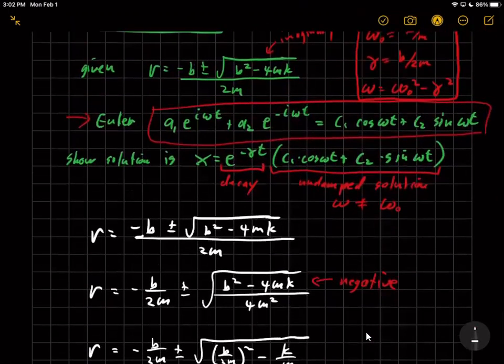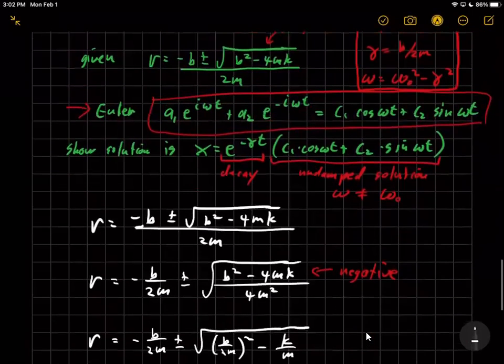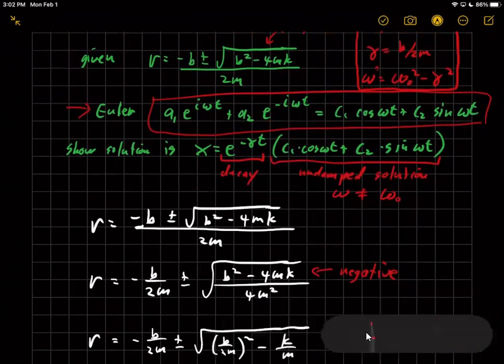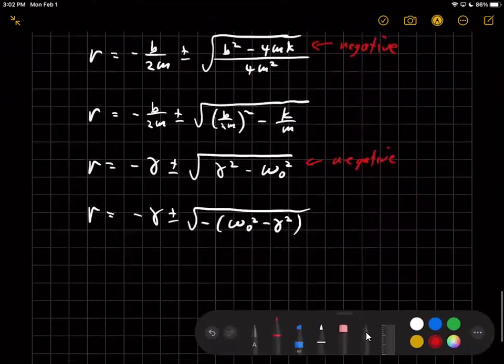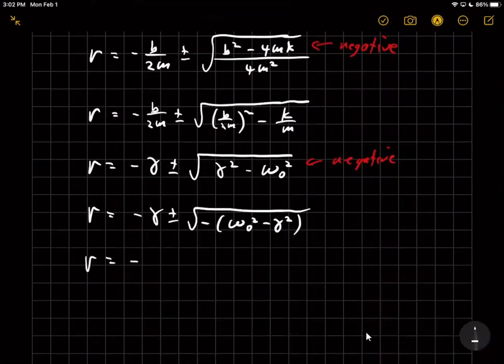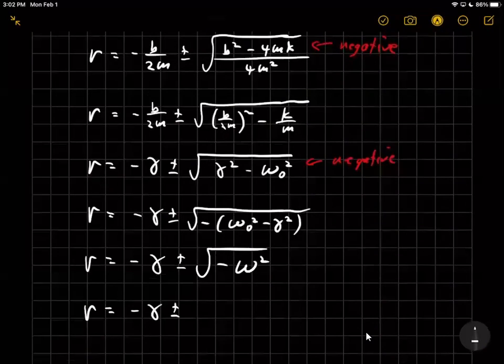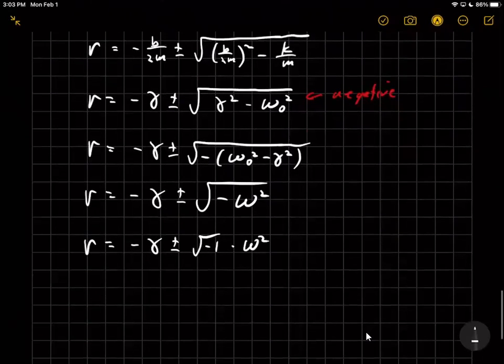It's the last relationship, omega naught squared, the angular frequency without damping, minus the damping constant squared should be, oh, there's a mistake in that formula, should be omega squared. We need symmetry there. Okay, so that will be omega squared, what we have in here. All right, well, we can rewrite that as negative gamma plus or minus the square root of negative 1, and we have omega squared. So this becomes the square root of negative 1 times omega squared, which you hopefully realize is i.